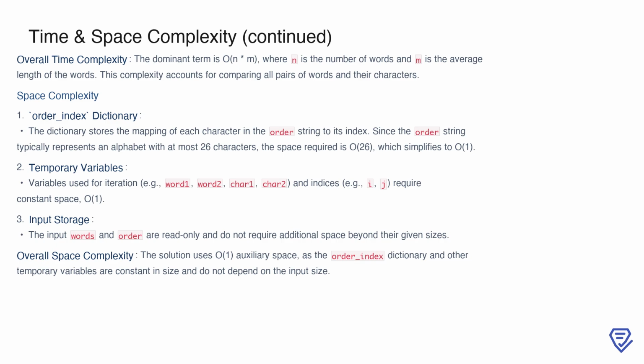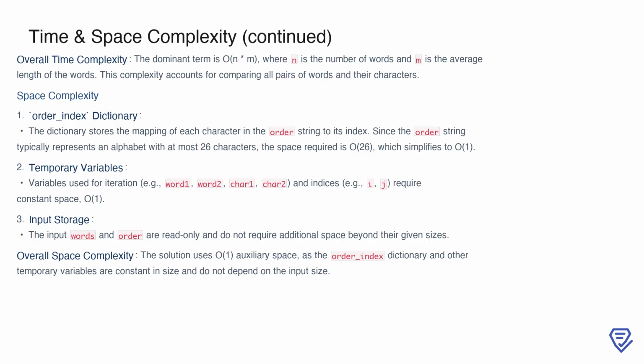Now, for the space complexity, we begin with the order_index dictionary, which maps each character in the order string to its index. Since the size of the order string is fixed at 26 characters, the space required for this dictionary is O(1). Additionally, temporary variables used for iteration, such as word1, word2, and indices like i and j, require constant space, which also contributes O(1). Lastly, the input words and order are read-only and do not require extra space beyond their given sizes. Combining all these factors, the overall space complexity is O(1), as the solution uses constant auxiliary space regardless of the input size.